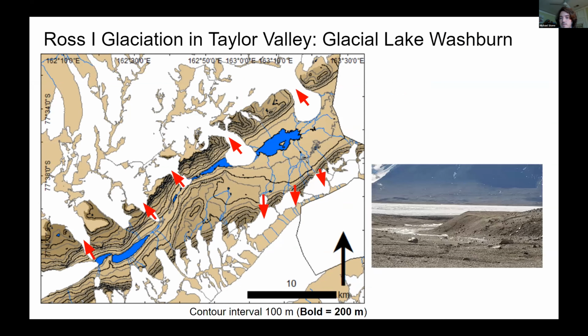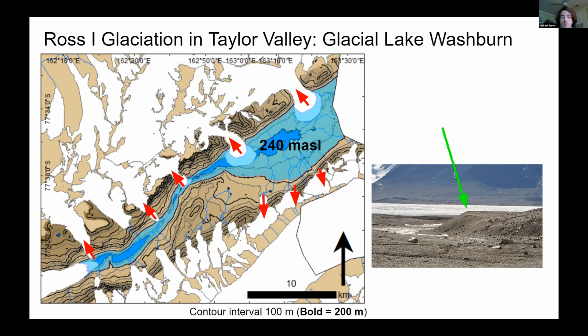A series of perched deltas strewn throughout Taylor Valley, such as this one in this photograph here, indicate that lake levels in Taylor Valley were once much higher. These align with the Ross I glaciation. The highest elevation for a perched delta within Taylor Valley is 240 meters above sea level, indicating that that was a high stand level for this proglacial lake known as Glacial Lake Washburn.